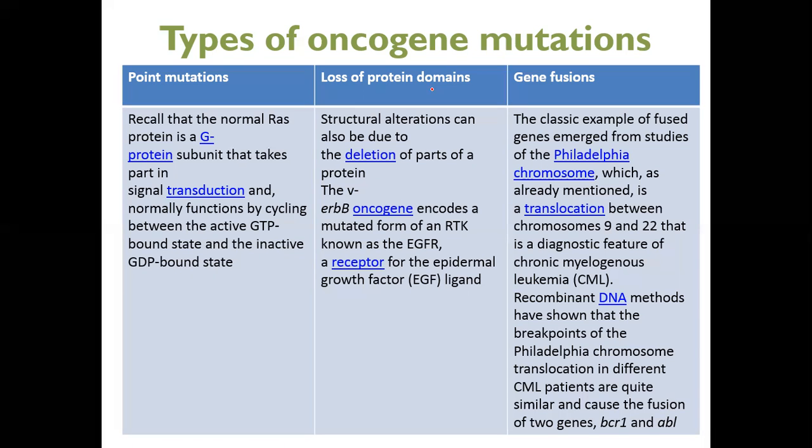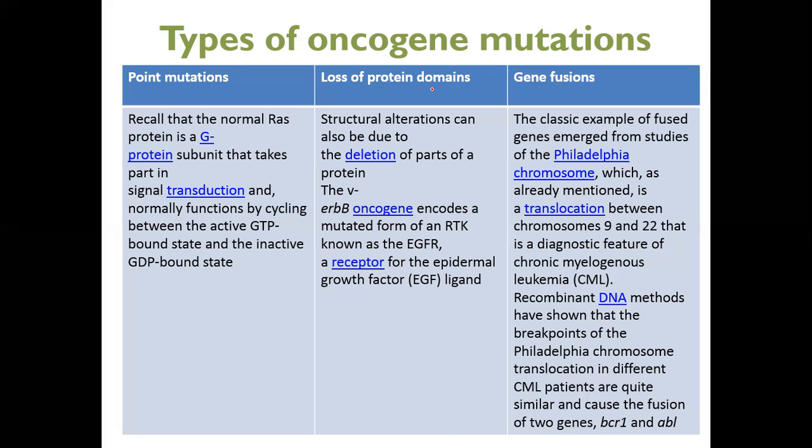For example, structural alteration can also be due to the deletion of part of a protein. The ERBB oncogene encodes a mutated form of an RTK known as the EGFR, a receptor for epidermal growth factor ligand. Then there is fusion: genes may fuse with each other and the function of the gene may be disturbed.